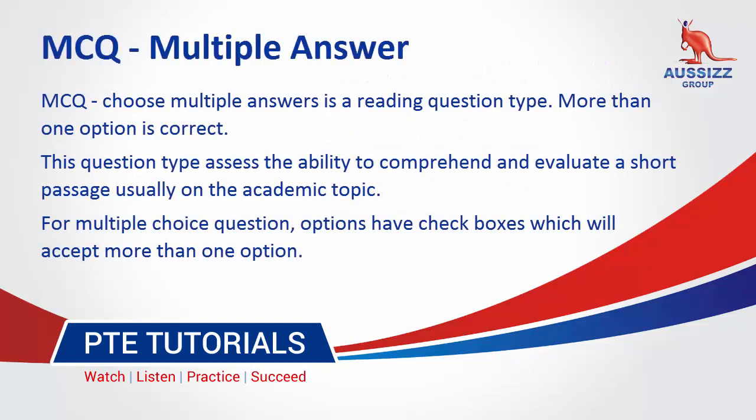So what is the multiple answer? For multiple choice questions, multiple answer, you have to choose multiple answers in a reading question type. There will be more than one correct answer and a list of potential answers. These question types are designed to assess your ability to comprehend and evaluate a short passage, usually on an academic topic. For multiple choice questions, options will have checkboxes that will accept more than one option. There will not be a radio button.